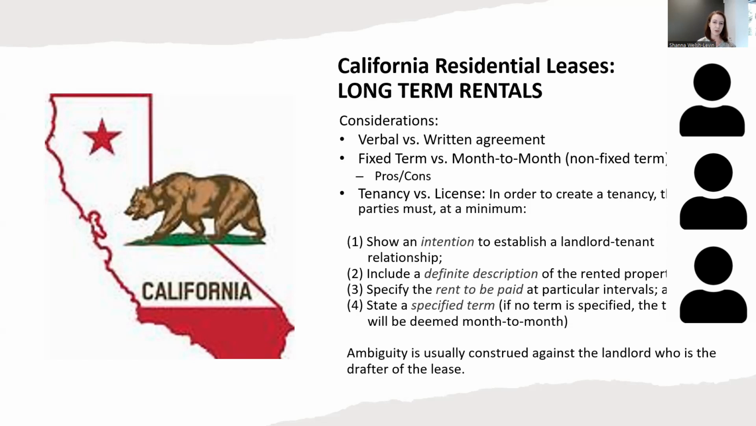A license is usually declared to be a license. You see licenses more often in commercial context, and it's harder to maintain a license with somebody who's living in a residential property, because California really does give them a lot of rights pretty quickly. If your lease is ambiguous, it is typically going to be construed against the landlord. The landlord is usually considered the drafter of the lease or the landlord's agent, and so he who drafts the lease, it's construed against them.